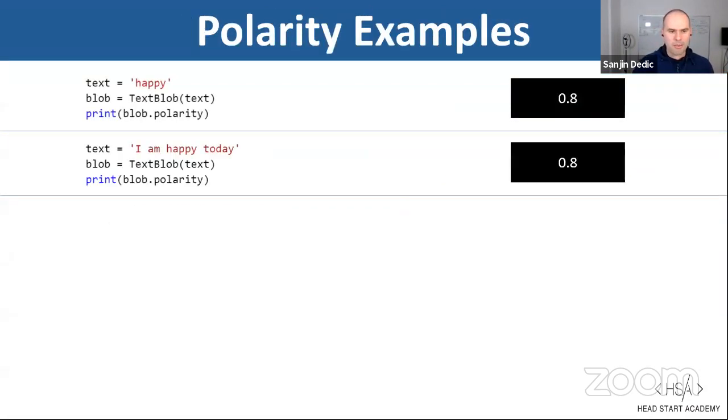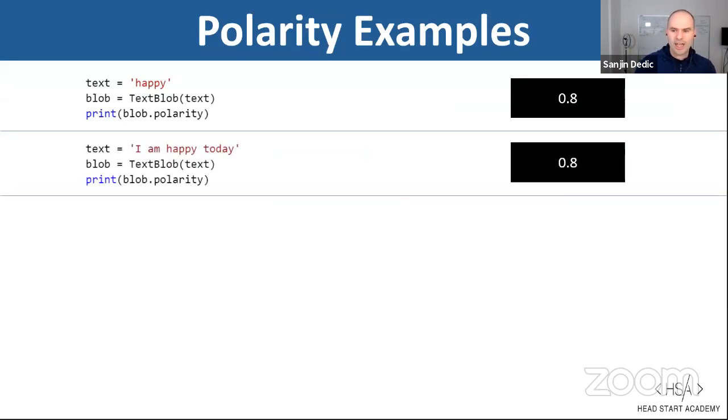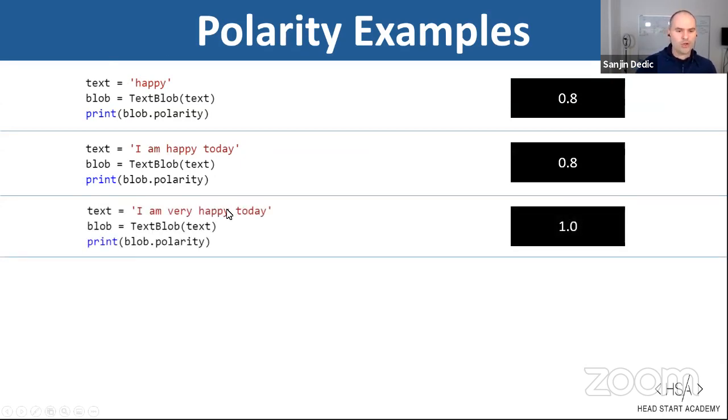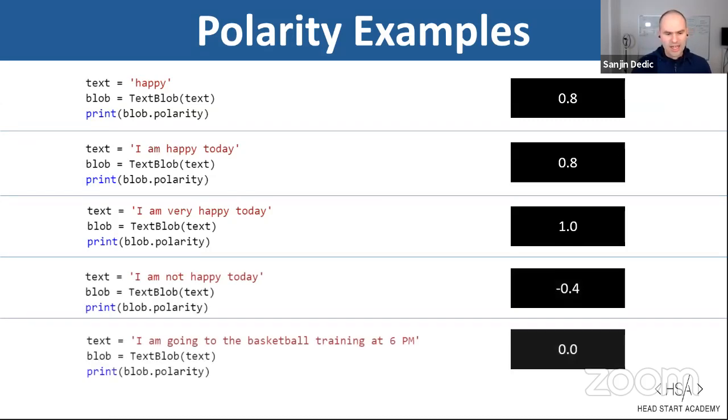Here are some examples of how it works. If you say the word happy, that's 0.8. If you say I'm happy today, it doesn't matter, because it only recognizes one tagged adjective. But if you use words that amplify, like very happy, or not happy, that would affect the polarity score. Not happy would make it negative.